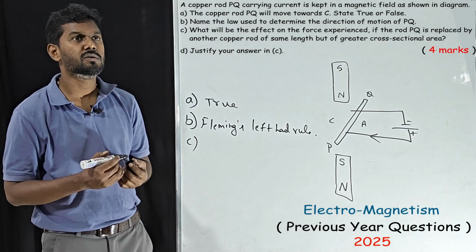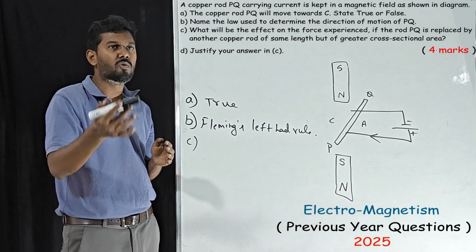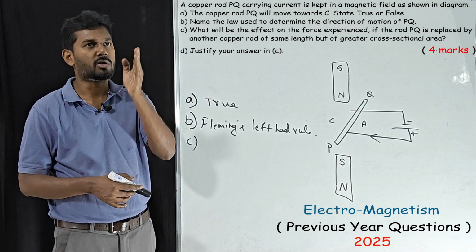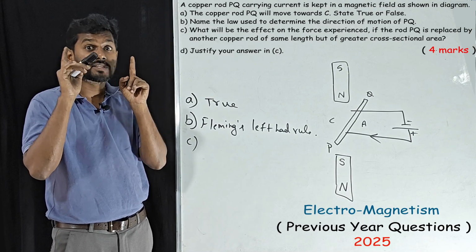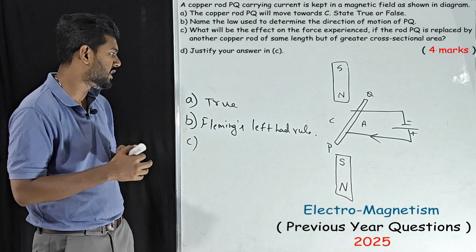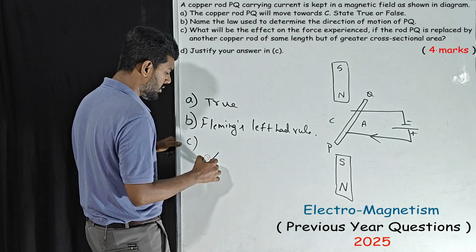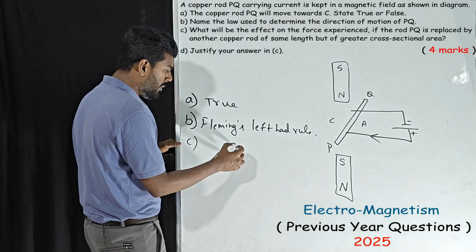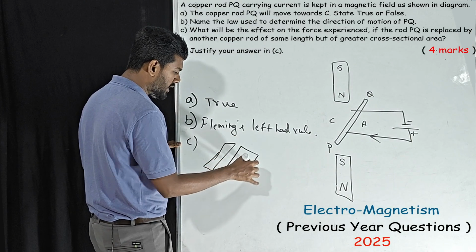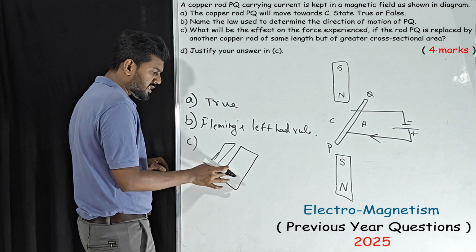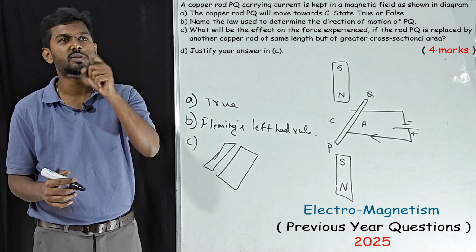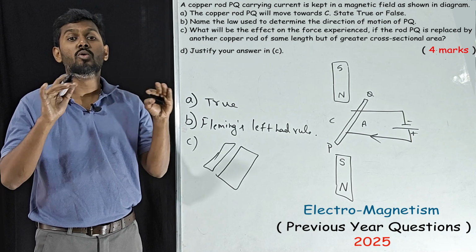Now we have one more sub question. What will be the effect on the force experienced if the rod PQ is replaced by another copper rod of the same length but greater cross-sectional area? Same length is the keyword. Greater cross-sectional area means the same rod, the same length, but the initial thickness is like this and now the thickness is like this. The length is the same, the cross section has increased. So what happens to the force experienced? There will be no change.